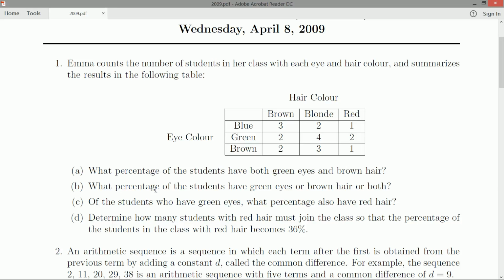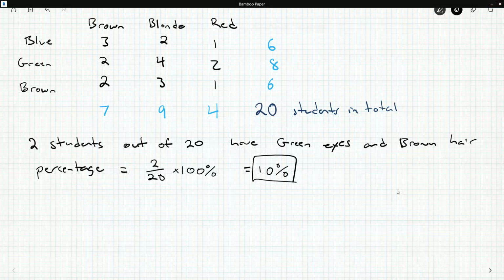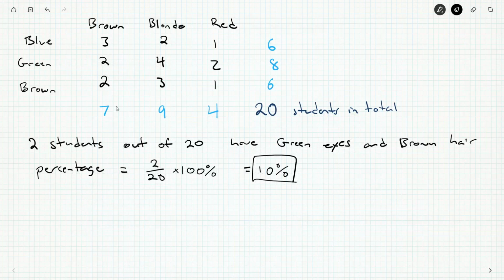How about B? What percentage of the students have green eyes or brown hair or both? The number of students with green eyes we said was 8. The number of students with brown hair is 7.